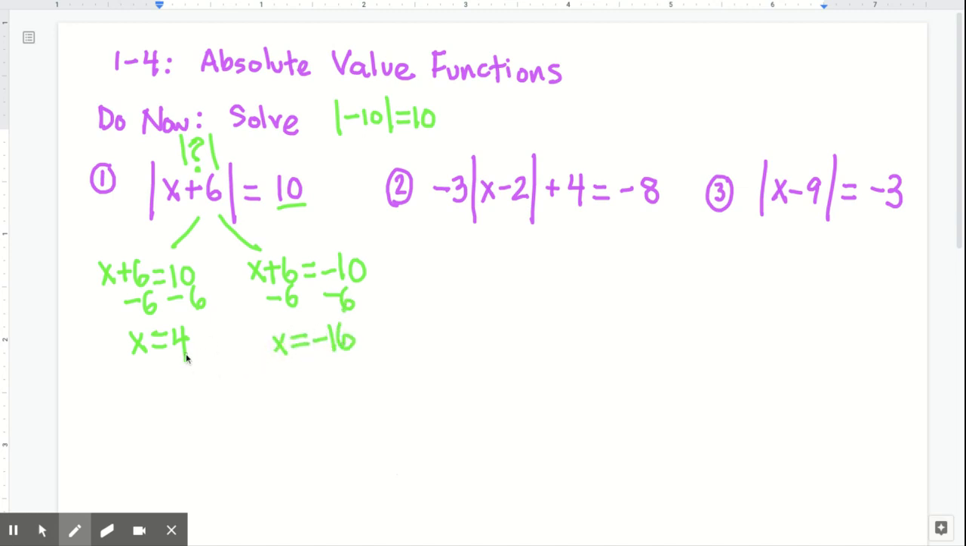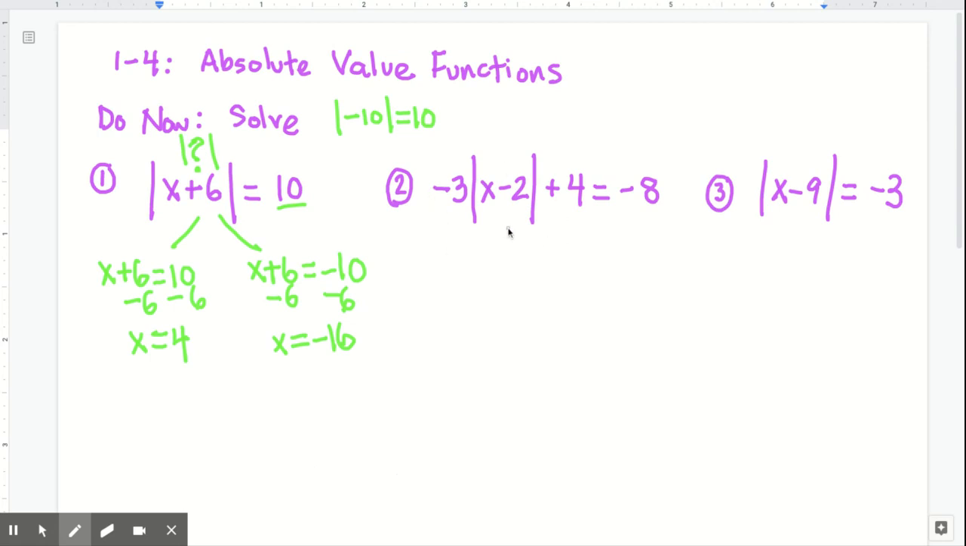If you want to make sure these actually make sense, picture plugging in a 4 right here. 4 plus 6 is 10. Absolute value of 10, cool, does make 10. And then negative 16 over here, negative 16 plus 6 is a negative 10. Absolute value of negative 10 is still positive 10. So it does actually work out.